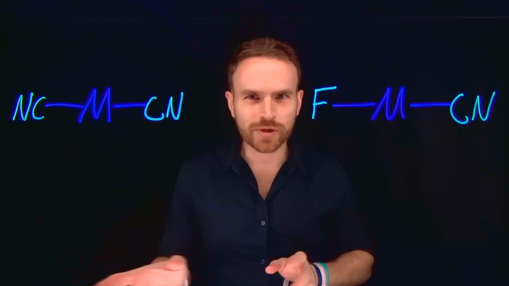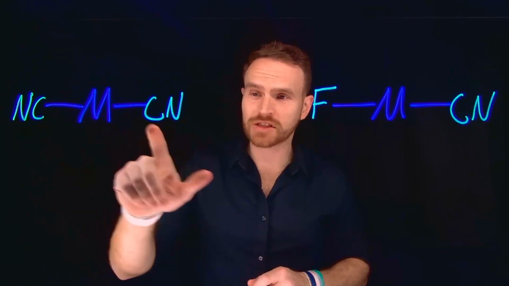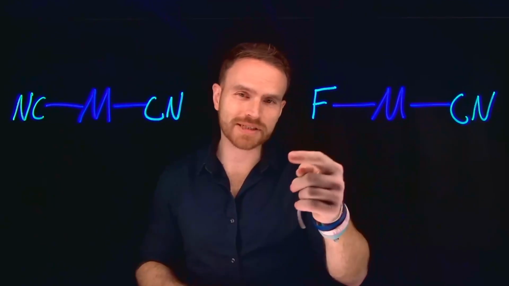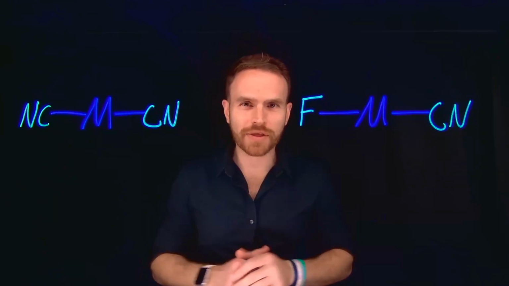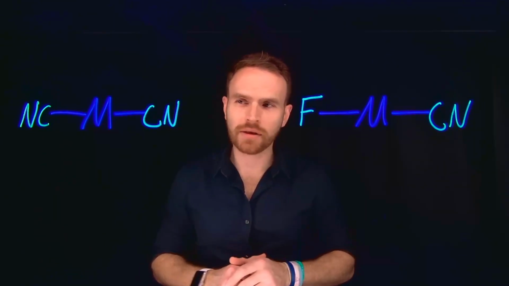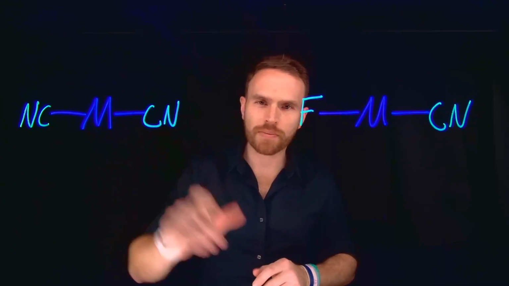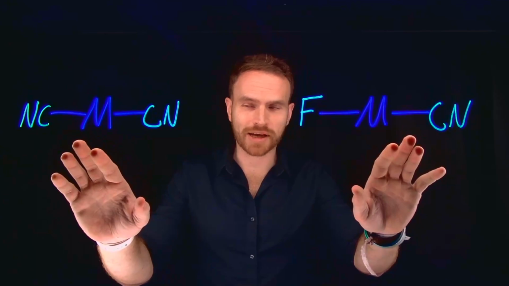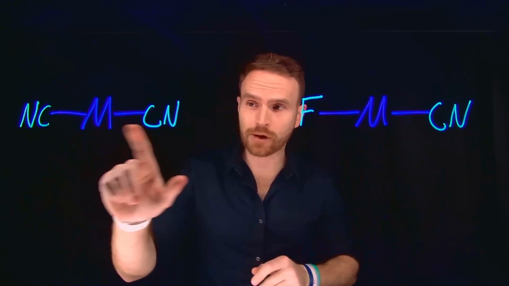On the screen are two different complexes. One metal has two cyano ligands on it, and one metal has a cyano ligand and, on the opposite side, a fluoro ligand. I want you to think about a few different things. Number one, which of these metal to carbon bonds is going to be the shortest? So between this complex and this complex, which produces a shorter metal to carbon bond?